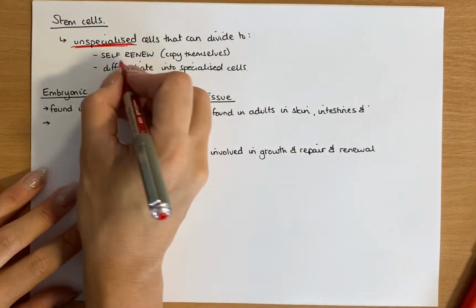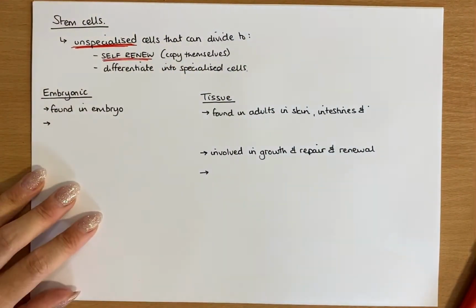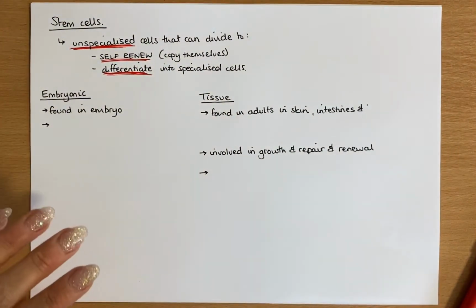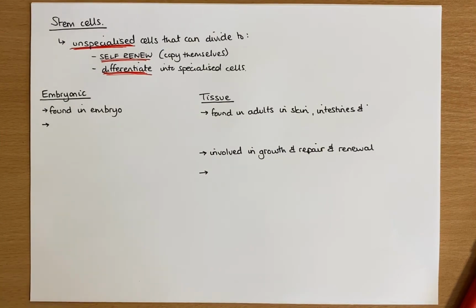Okay, so they can either self-renew or they can divide to then produce cells that would be able to differentiate. And as a reminder, stem cells are just general body cells. They're not involved in reproduction mostly. So they're mostly diploid cells.